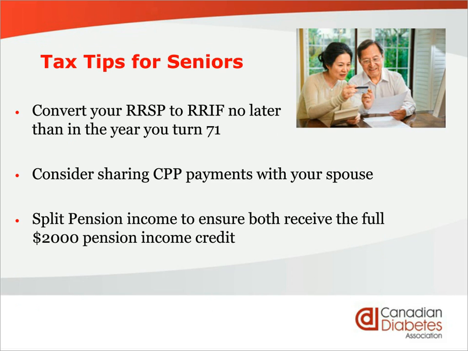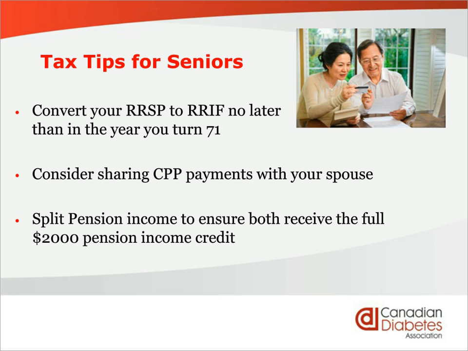So first thing is that your registered retirement savings plan should be converted to a registered retirement income fund, and it must be converted by no later than the year you turn 71. Why do this? Well, first of all, withdrawals from your registered retirement savings plan do not qualify as pension income, whereas funds taken from a registered retirement income fund do qualify for the pension calculation. So converting it, and you don't need to wait until age 71, you can convert your RRSP into your registered retirement income fund even earlier if you so desire.